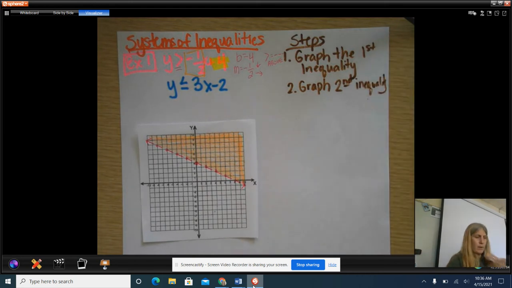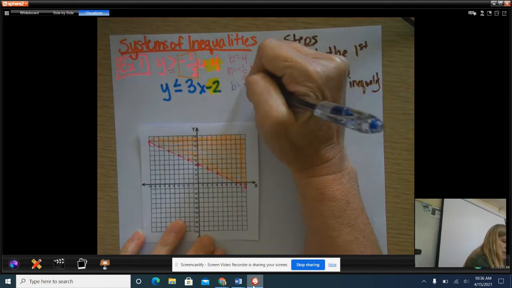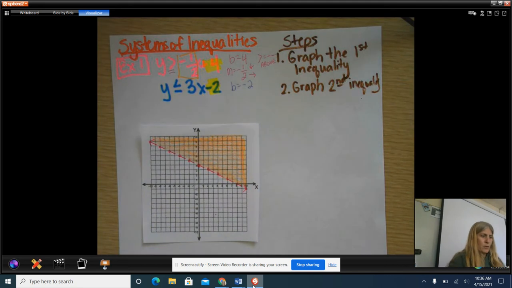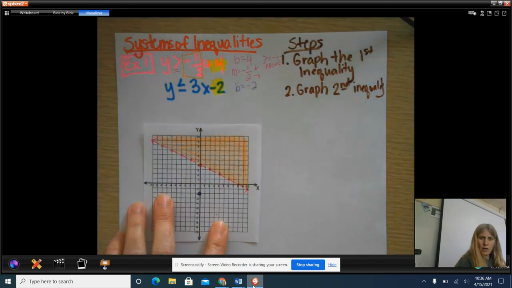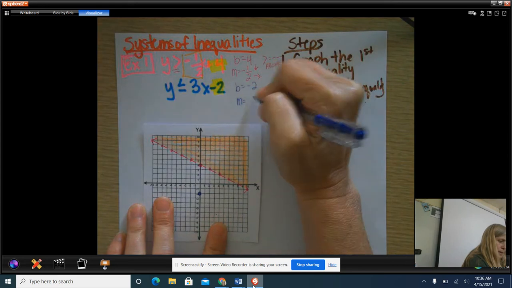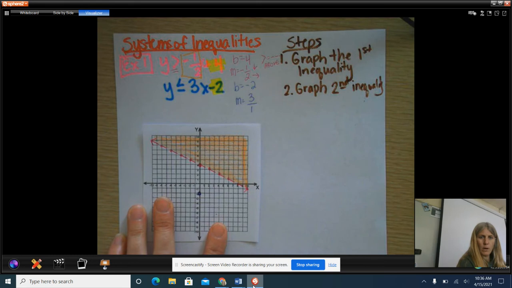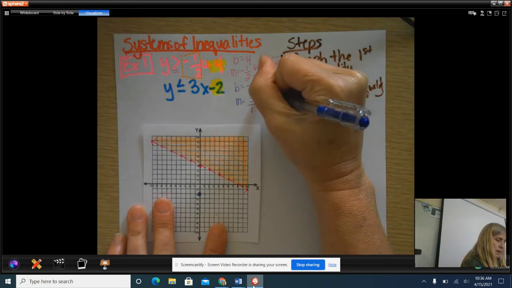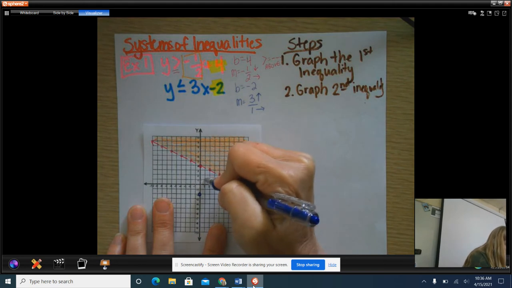Once again, we're going to pull out our y-intercept to start with, and we're going to plot that. So our y-intercept is -2. We're going to put a dot at -2. And then we're going to take our slope, which is 3. Because it is an integer, we need to turn it into a fraction, so we write it over 1. And we're going to go up 3 and 1 to the right.